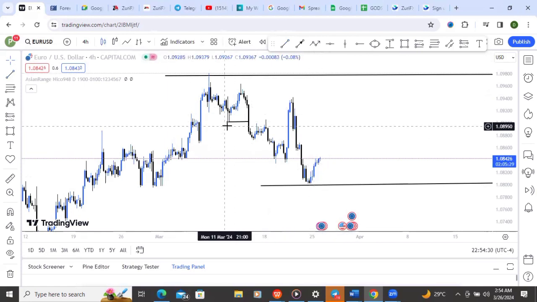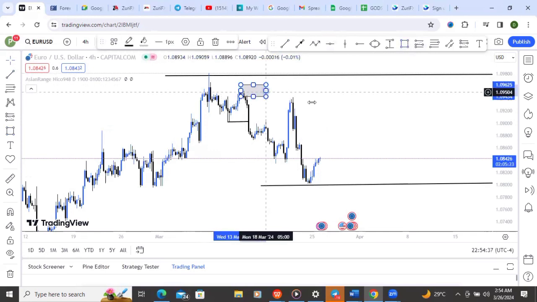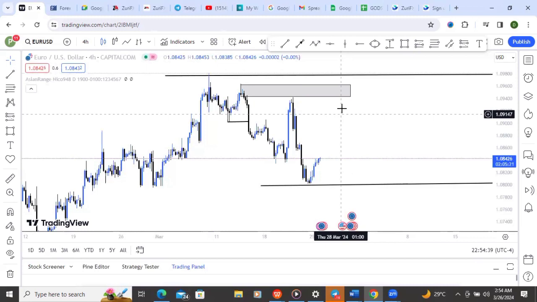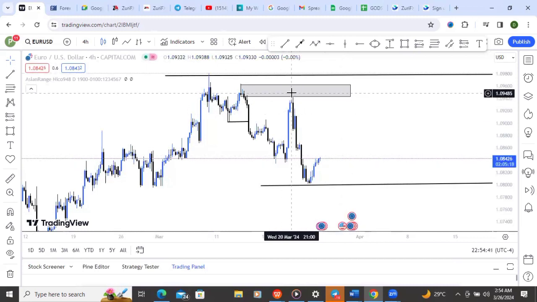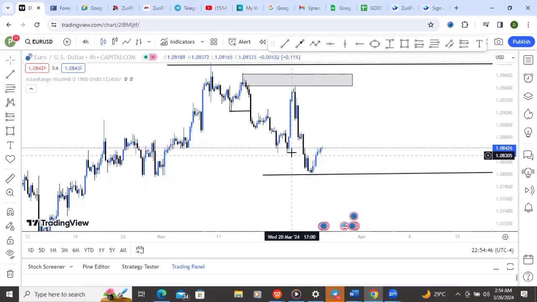Okay, now the market breaks structure to the downside and leaves a block here. Price went up to mitigate it before coming down. Now price came down to break this low as well, so we have a break of structure here.